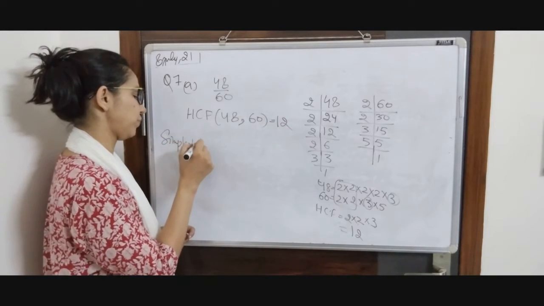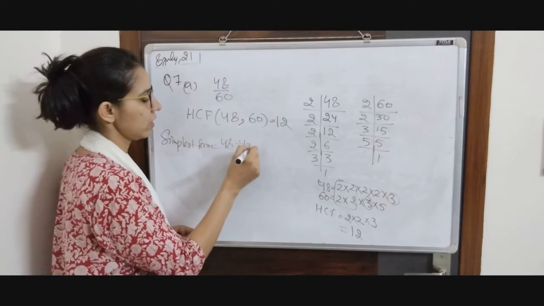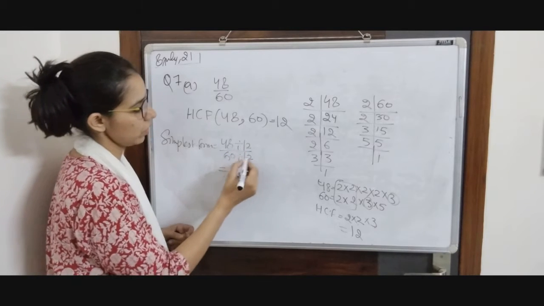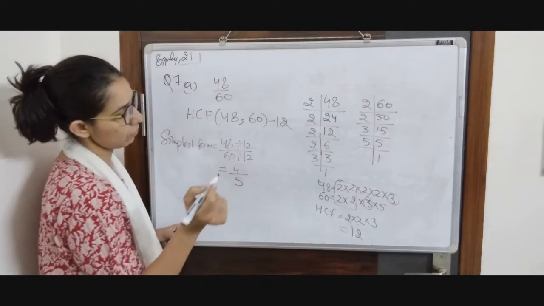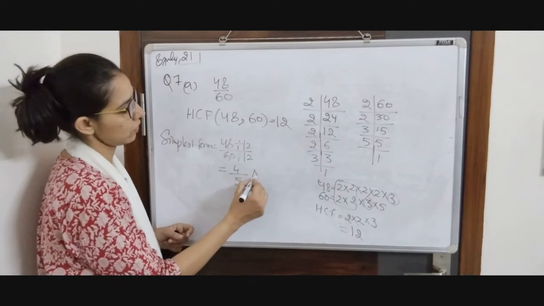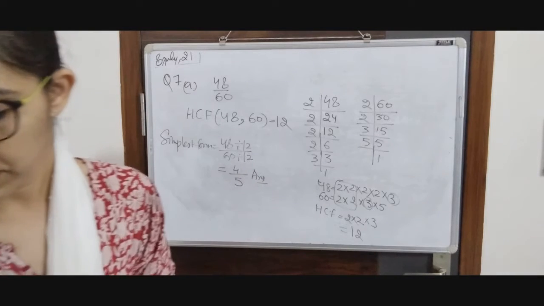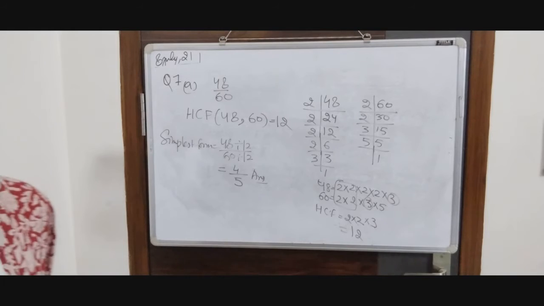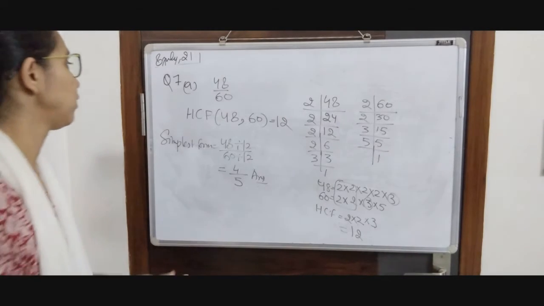Now your simplest form is going to be 48 by 12 divided by 60 by 12, which is going to be 4 by 5. Okay, so this is the answer. This is how you are going to do all the parts. Next we will do our second one, which is 150 by 60.